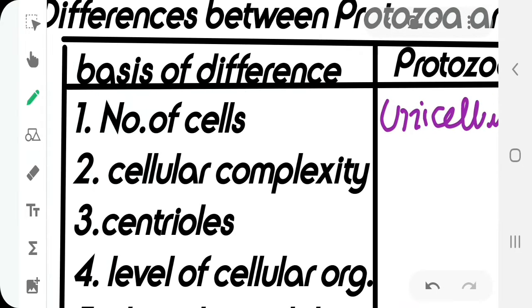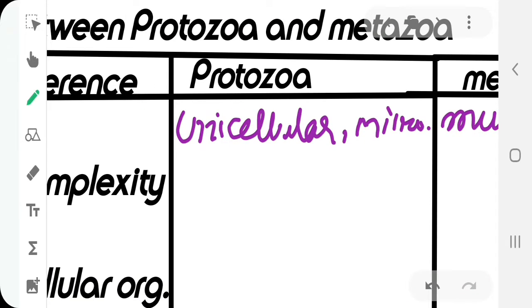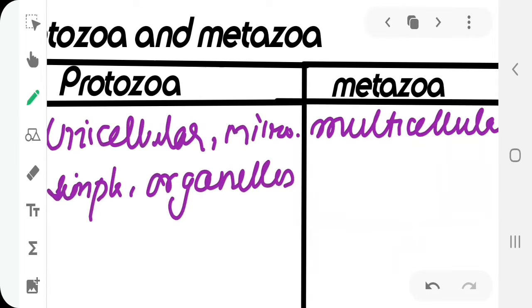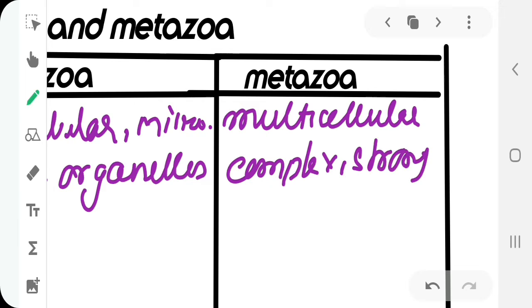Now, what is their cellular complexity? Obviously, if protozoans are unicellular, that means they don't have much cellular complexity. Rather, their organs are in the form of organelles only. So they have a simple body structure with organelles. Whereas if I talk about metazoa, they have a very strong cellular differentiation. They are complex organisms.